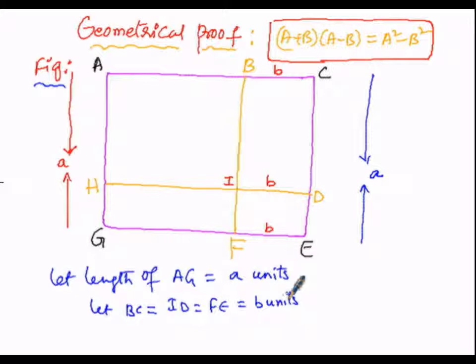Then when I assume the length of DE as B units, since DE is opposite to IF, IF also will be B units and HG also will be B units. In this manner I assumed: DE equals IF equals HG, and each equals B units.